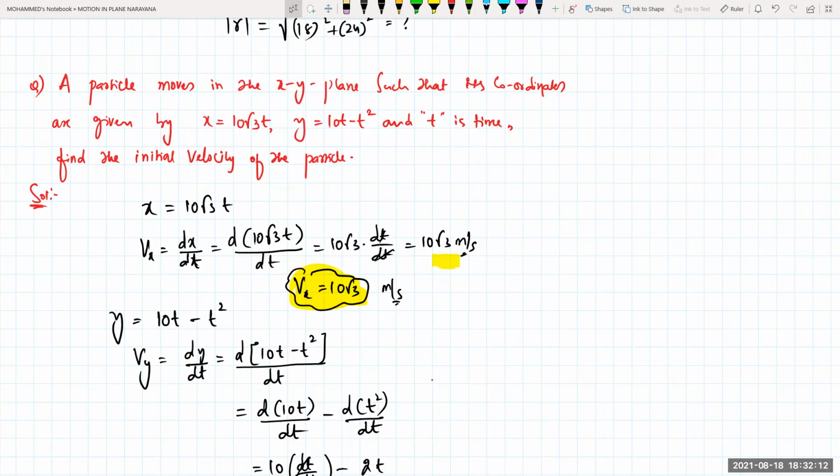He has given x and y; what is he asking? The initial velocity. So x is equal to 10 root 3 times a function of time t, and we can get vx, which is equal to dx by dt. That is differentiation. Taking 10 root 3 outside as it is a constant, then dt by dt comes, and they cancel directly.